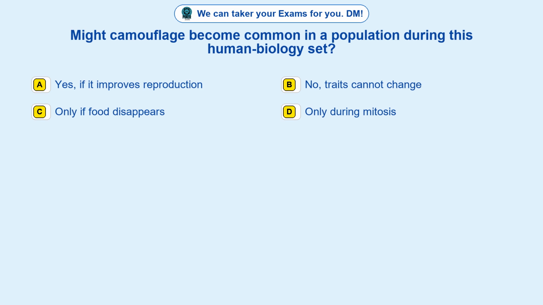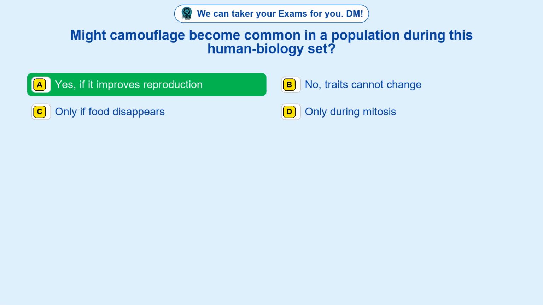Question 12. Might camouflage become common in a population during this human biology set? Option A. Yes, if it improves reproduction. Option B. No, traits cannot change. Option C. Only if food disappears. Option D. Only during mitosis. The correct answer is option A.